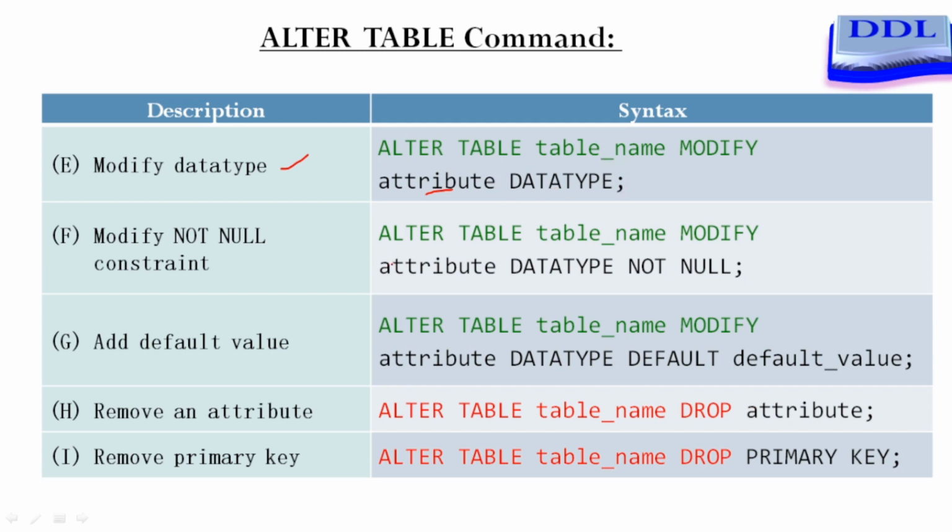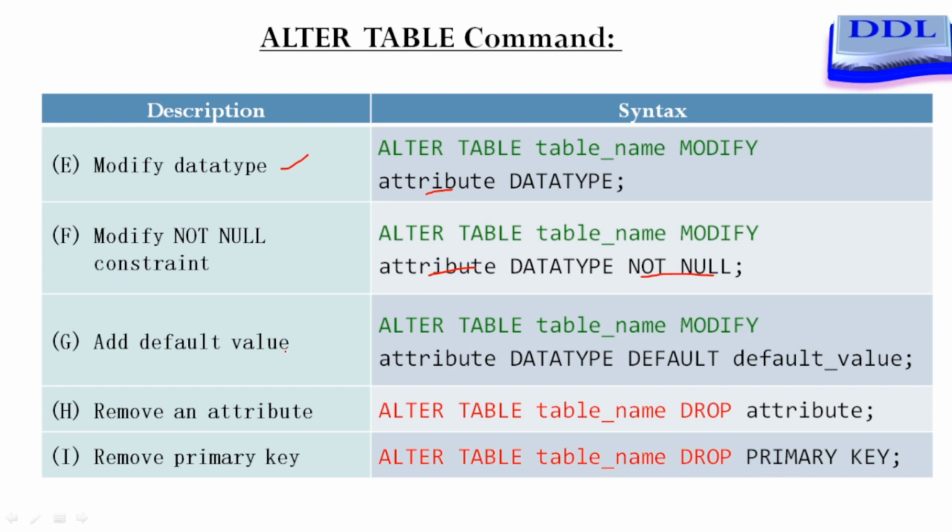The next one is modifying the not null constraint. By default, a column allows null values, but if we want to make that column not null, we are going to modify that constraint. The syntax is alter table name modify followed by the attribute name, data type, and the constraint not null. So the specified attribute will be set as not null.